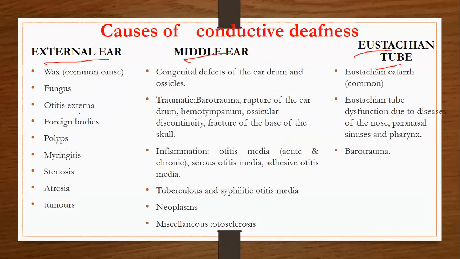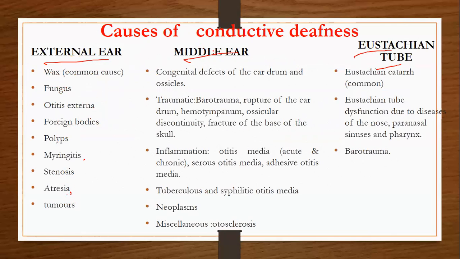Then fungal infection and otitis externa, which is an infection of the external ear. Then foreign bodies accumulation. Along with impacted wax, foreign bodies are another main cause of conductive deafness. And myringitis, which is an inflammation of the tympanic membrane. Then stenosis, and atresia, which means an absence of the external ear. Then tumors. So these are the main factors that can lead to conductive deafness.